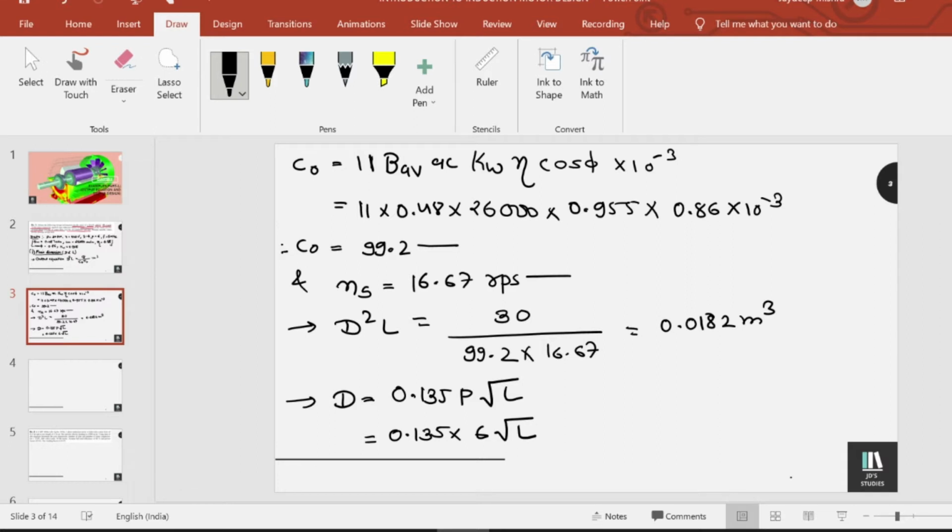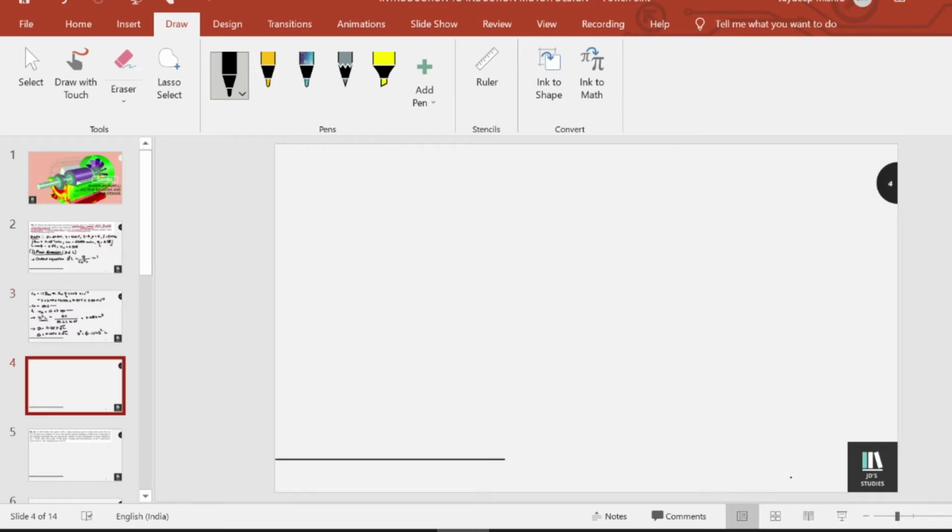Okay, by putting this value, D is equal to 0.135 into 6 into under root L into D square L value. So what is the value of D square? D square means 0.135 multiplied by 6 whole square into L. Put this D square value in the D square L value and find the value of D and L.